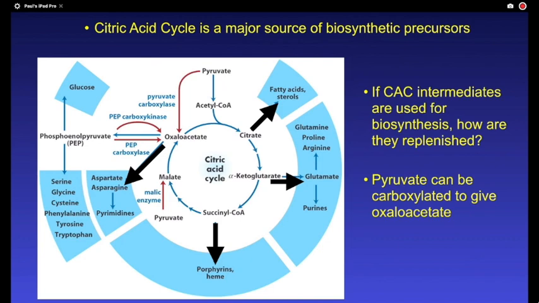And is the purines over there too? Purines, let me think. No, purines can be made from other sources. But we can start taking lots of things off of there. And so if we start doing synthesis, we could deplete the entire citric acid cycle. That's why we are going to look at this reaction.